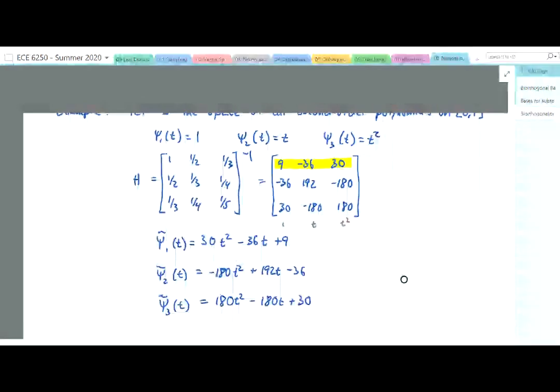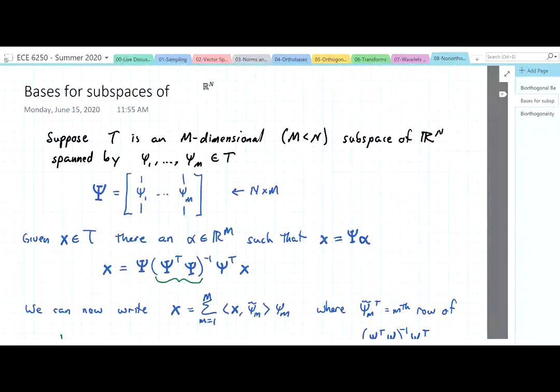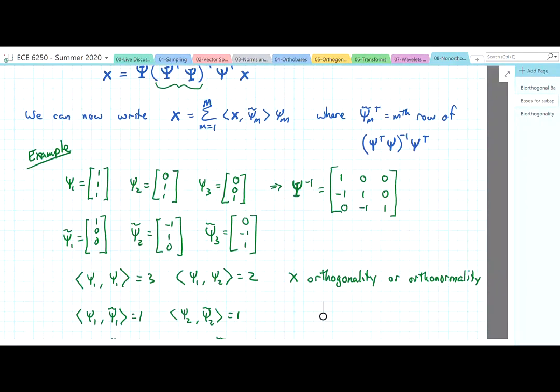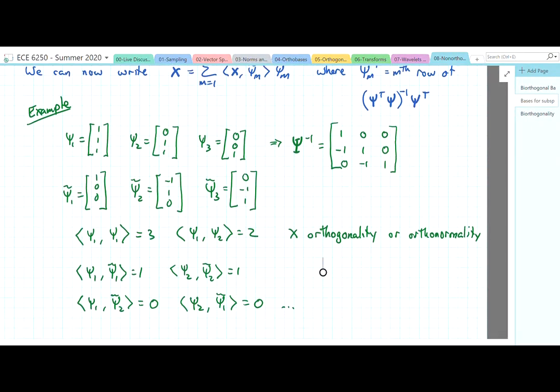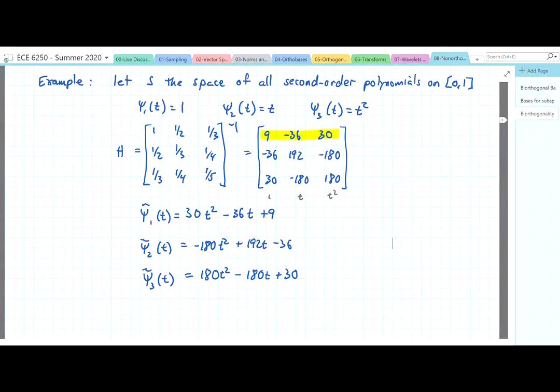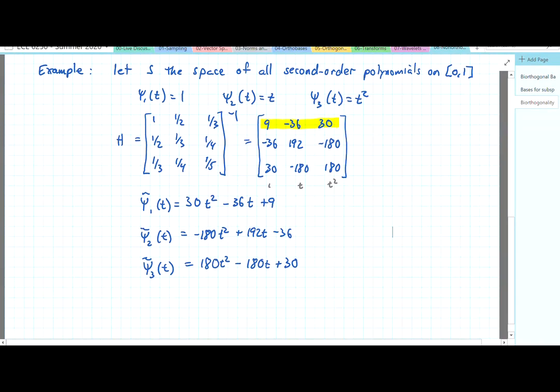So basically this looks just like it did before when we looked for biorthogonal bases in Rn, except that since we're not dealing specifically with vectors in Rn, we had to generate our transformation from the Gramian matrix instead of just directly from the inverse of the matrix of vectors in Rn.